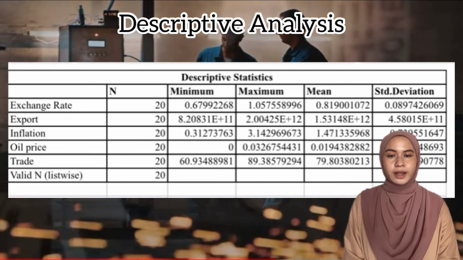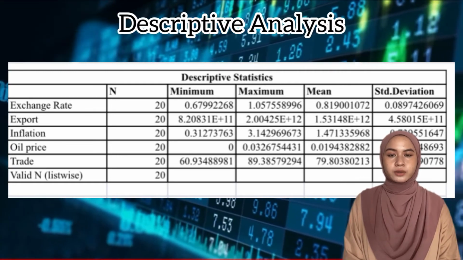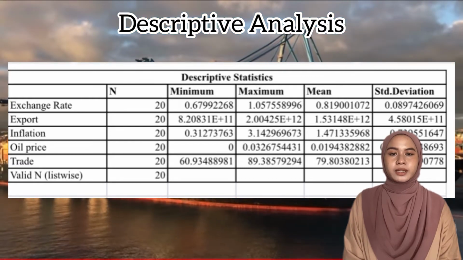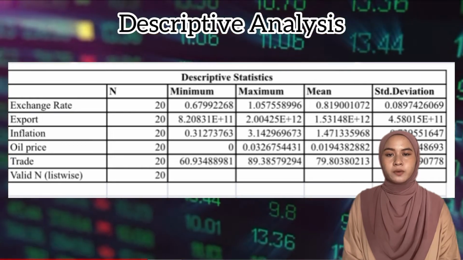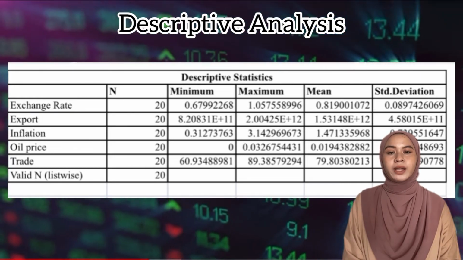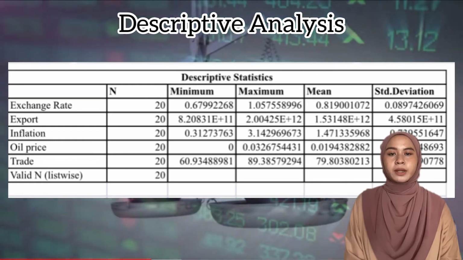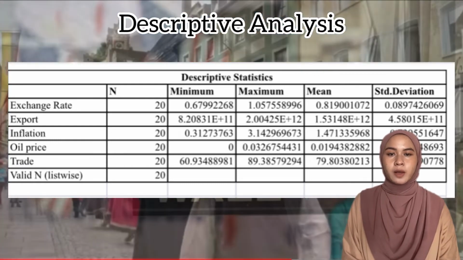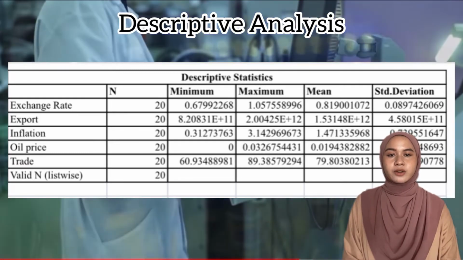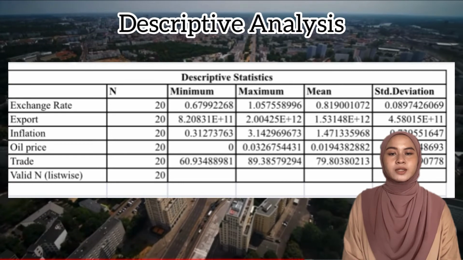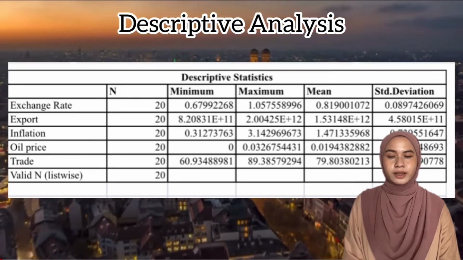Next, descriptive analysis. It represents annual data of 20 years, starting from 2002 until 2021. The exchange rate mean indicates the value of Germany's rate. Likewise, the export sums up to 1.53148 plus 12. Meanwhile, the inflation is 1.47133. Furthermore, the minimum oil price is 0, while the maximum oil price is 0.03276. The average oil price is 0.01944. The last one is trade, for over 20 years, which is 79.8038.